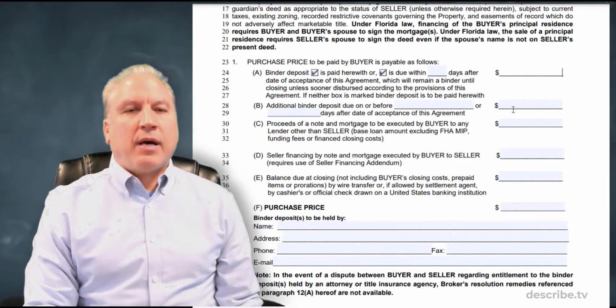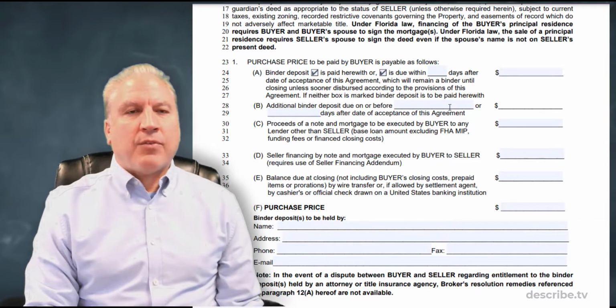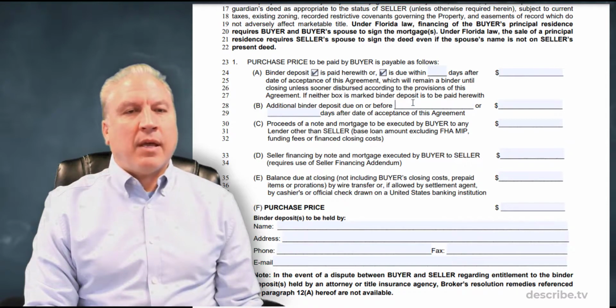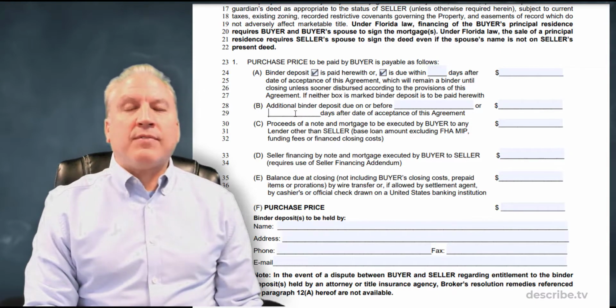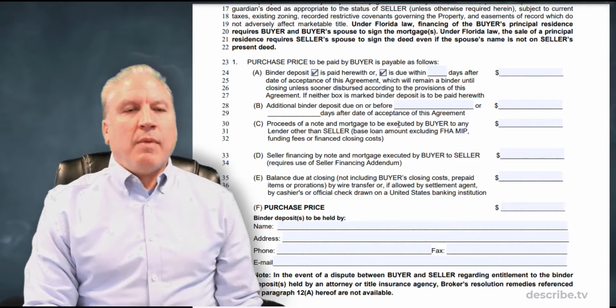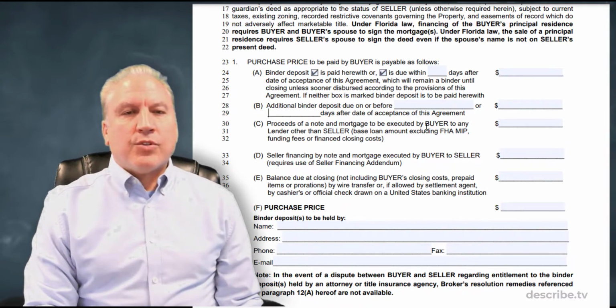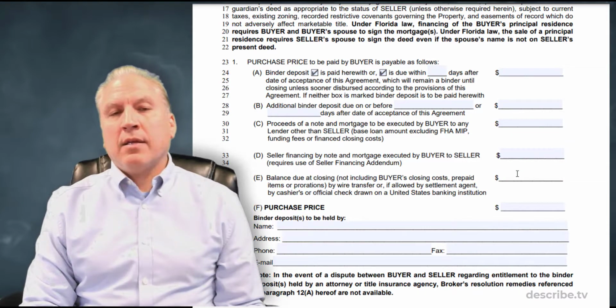An additional deposit, maybe another $5,000 within so many days, and you can fill in the blanks before a certain calendar date or within certain days of acceptance. So now you have $10,000 paid to hold that property. You may also have a note, meaning a mortgage on the property. You may have seller financing. If there is, that would go here. And then the balance due is what you have to come up with remaining at closing.